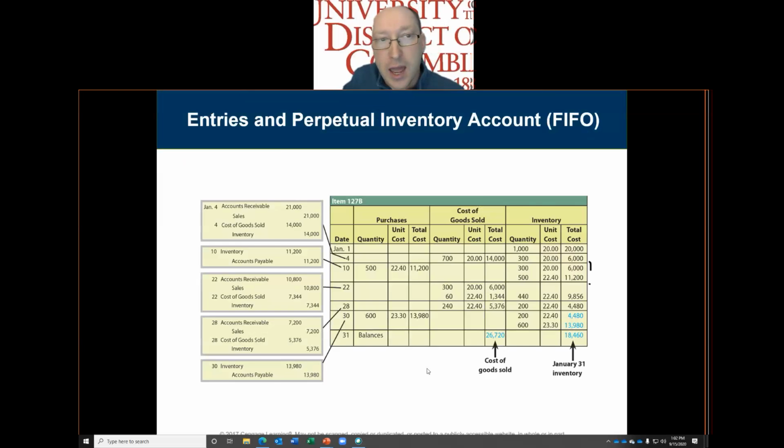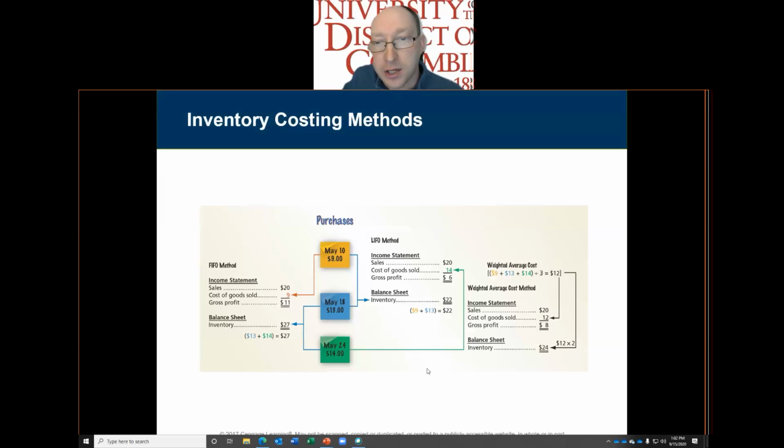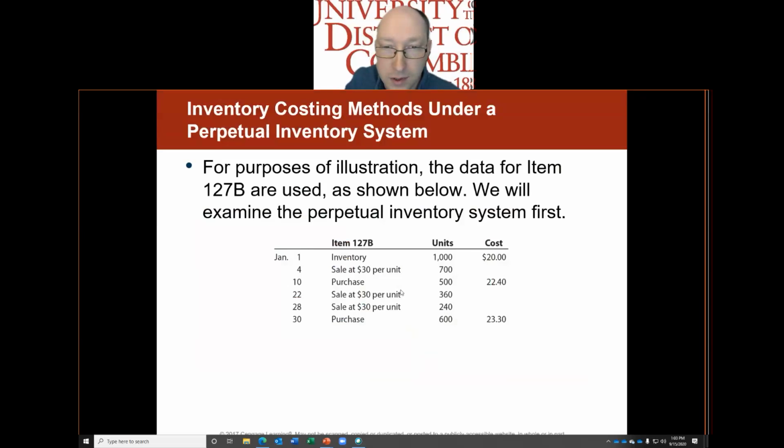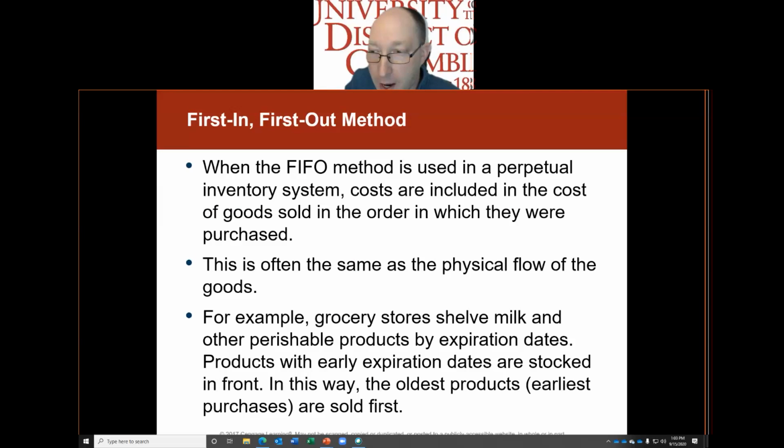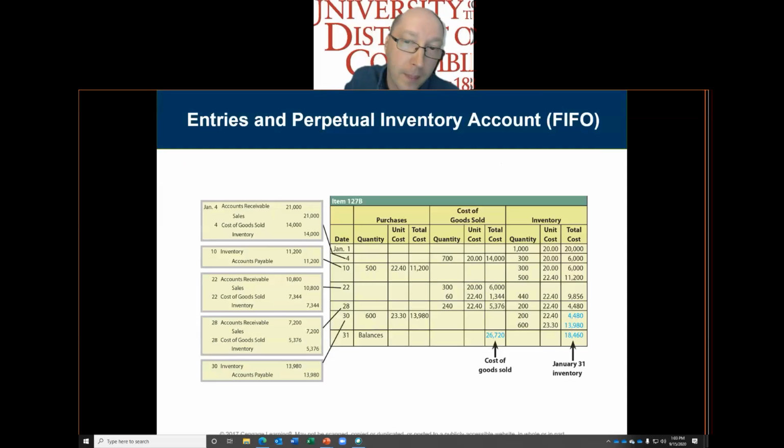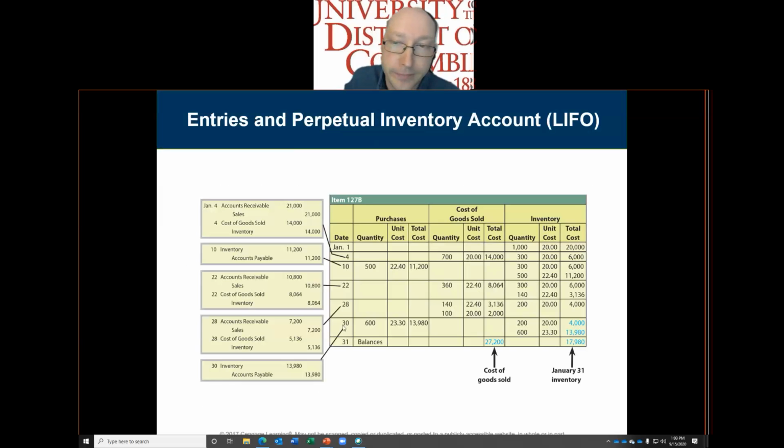Now, just as Osman has selected last in, first out in this example because it has the lower balance, that means the company is likely to pay less in taxes. So that's why last in, first out is actually very popular. And this is how that inventory flows.